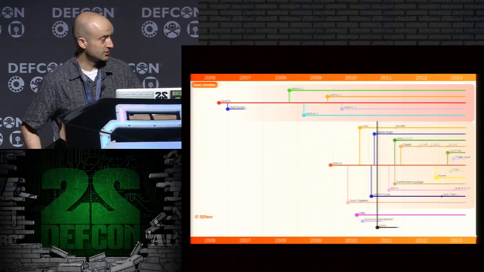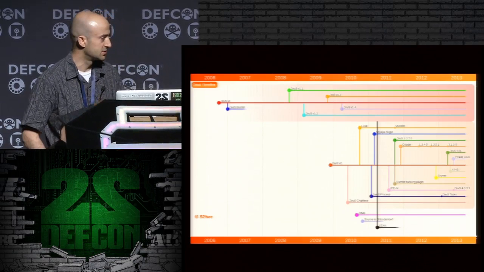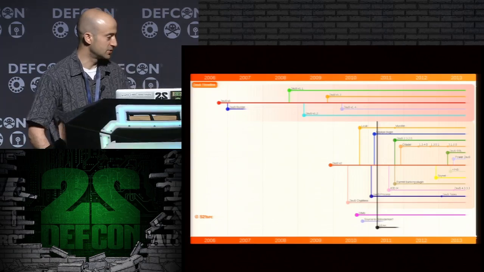This slide shows you a timeline of the Zeus variants that we saw over the years.